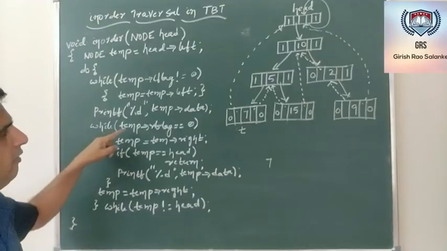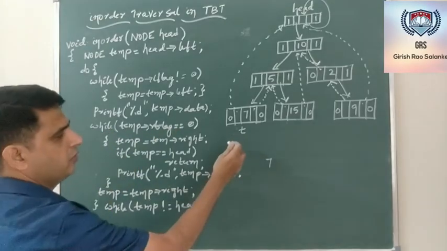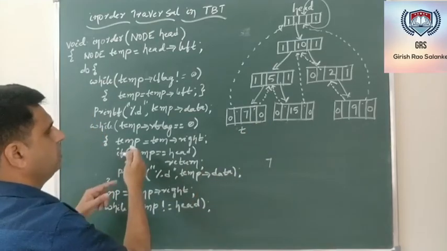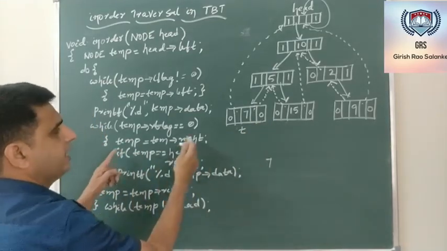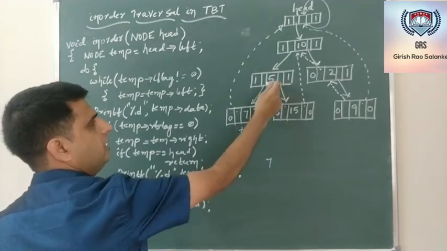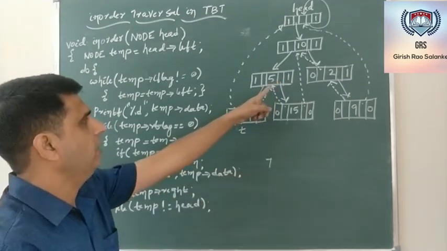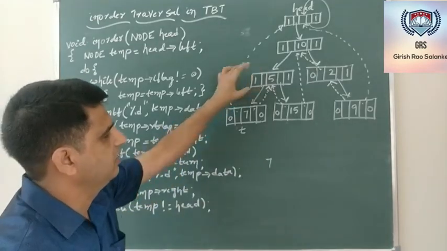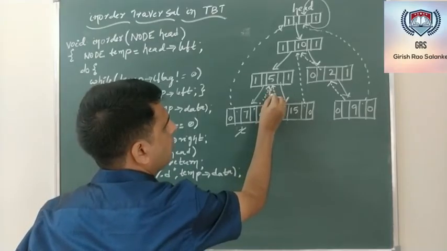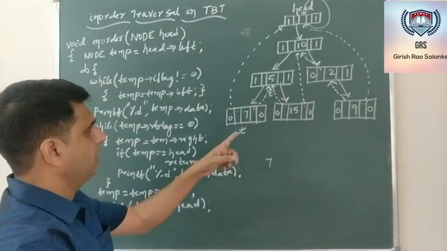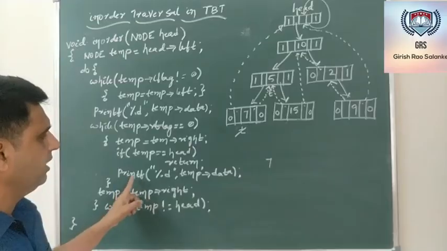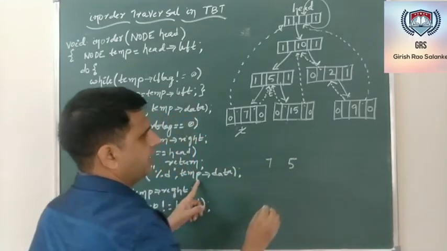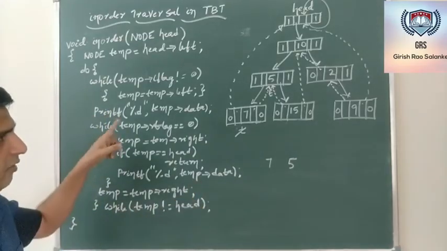Now while temp of R flag is equal to 0. If you see, temp of R flag is 0. So temp is equal to temp of right. Temp of right is this node 5. Now I am checking if temp is equal to head, return. This temp is not head. Now I am coming to this part: print temp of data. So 5 gets printed.